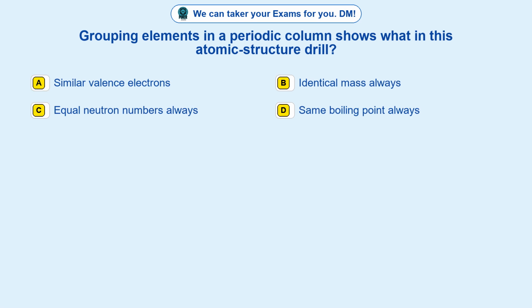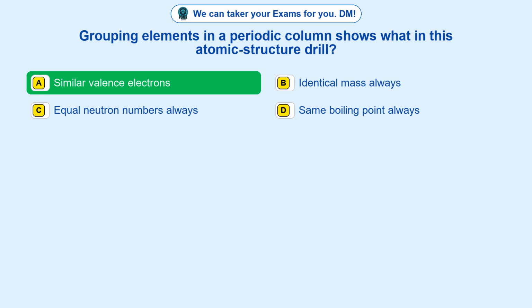Question 40. Grouping elements in a periodic column shows what in this atomic structure drill? Option A, similar valence electrons. Option B, identical mass always. Option C, equal neutron numbers always. Option D, same boiling point always. The correct answer is option A, similar valence electrons.